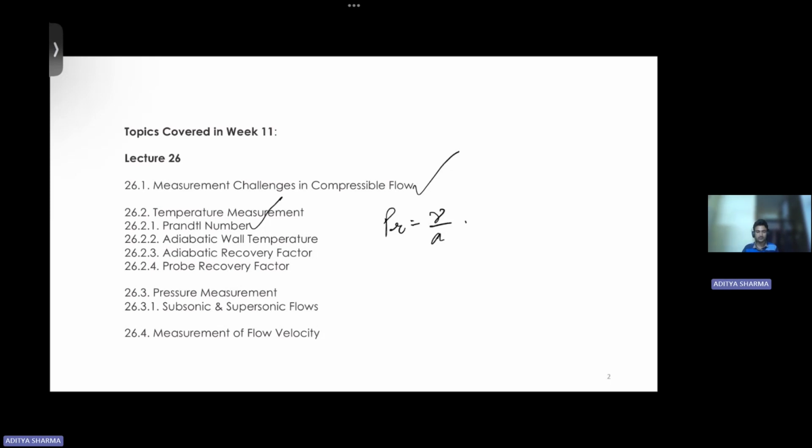Then there are a few recovery factors. These are just to get a sense of how close our measurements are to reality, and to correct that, we have defined these recovery factors. So this adiabatic recovery factor is essentially the deviation in the probe reading from the stagnation temperature, right?